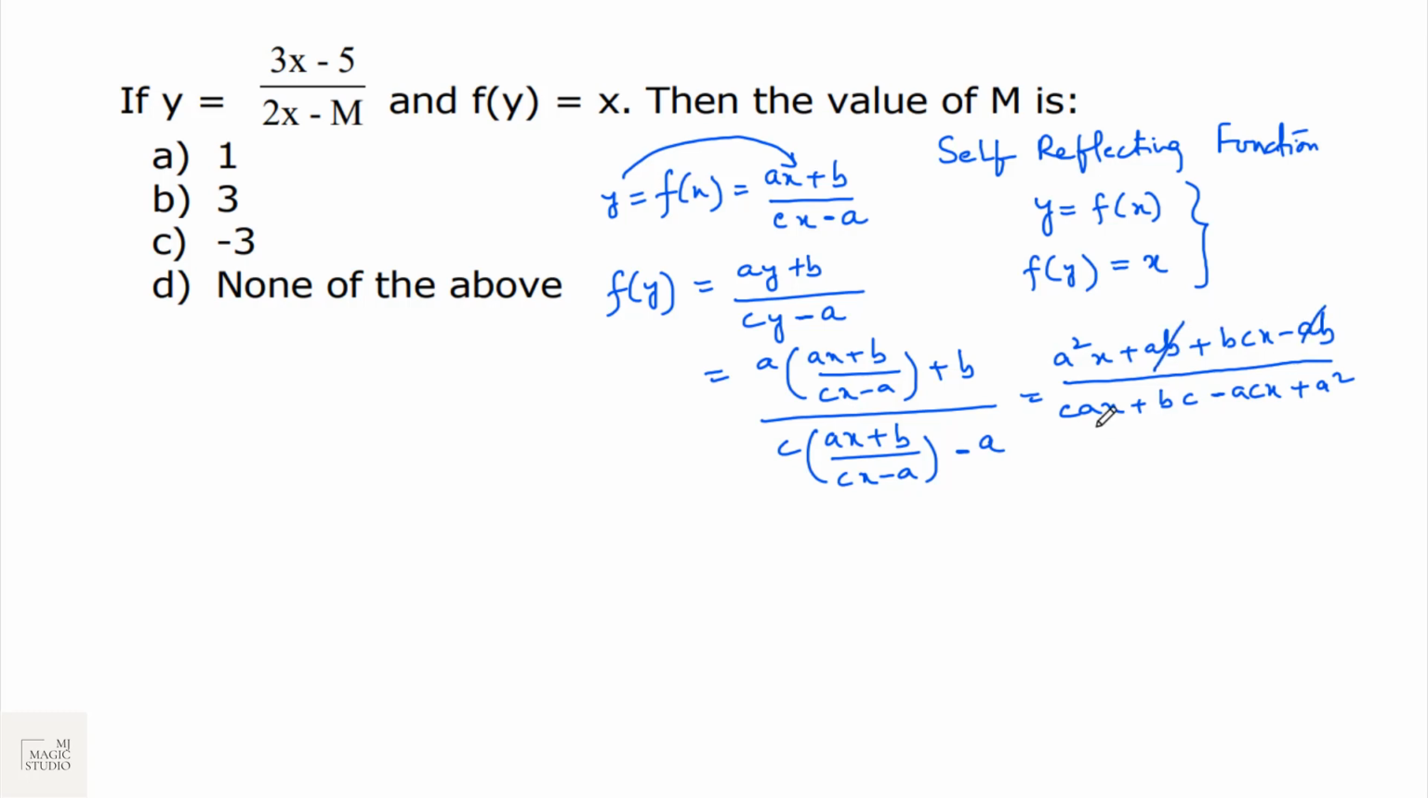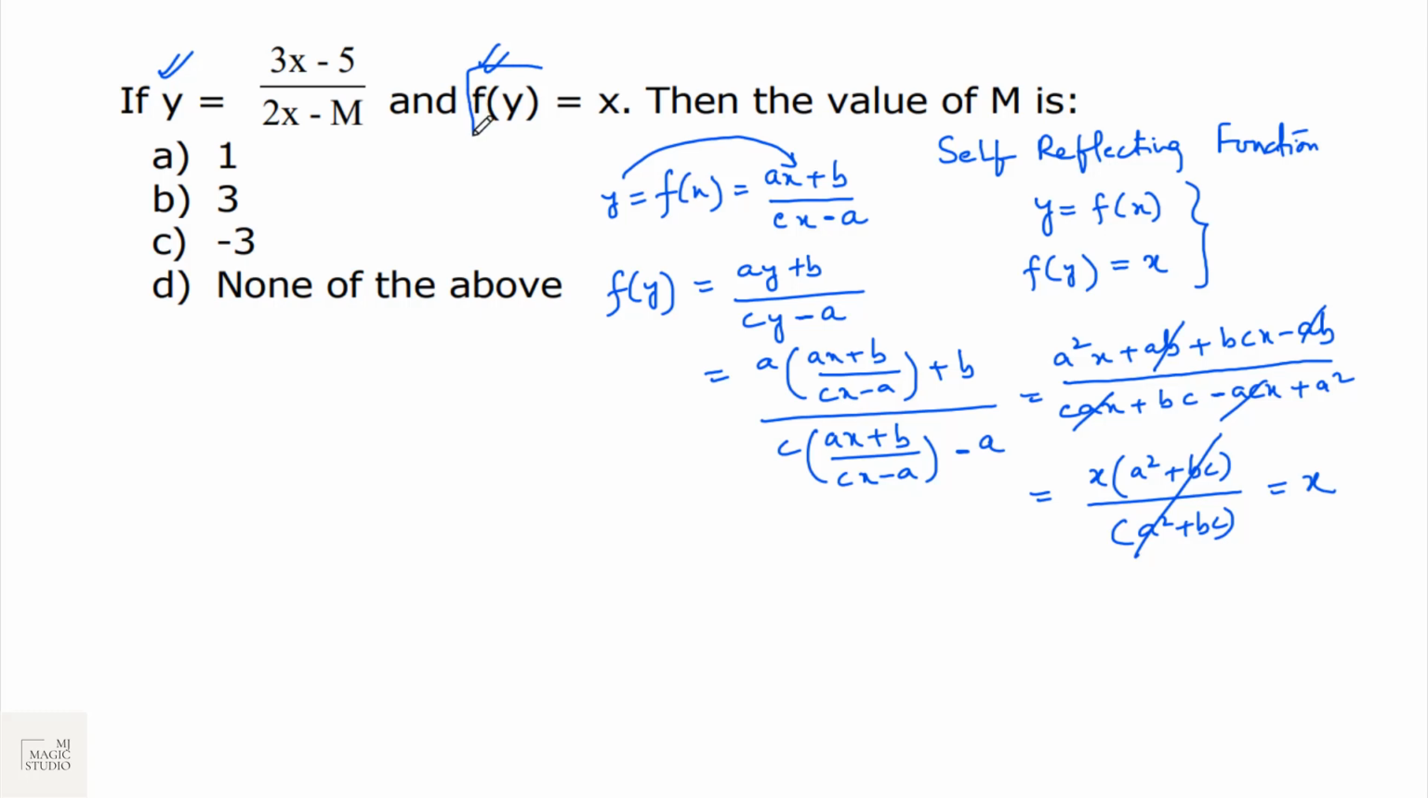In the numerator we can see ab cancels out. In the denominator acx cancels out. So this becomes x common, a square plus bc, upon, in the denominator, a square plus bc. We cancel this out, we are left with x. That means any function of the format (ax + b) upon (cx - a) is a self-reflecting function.